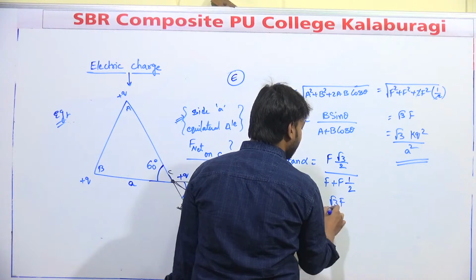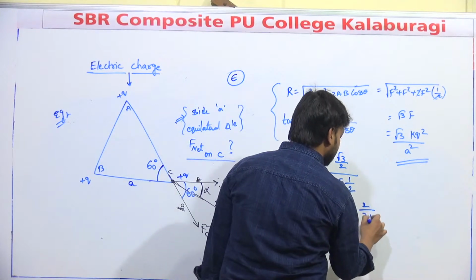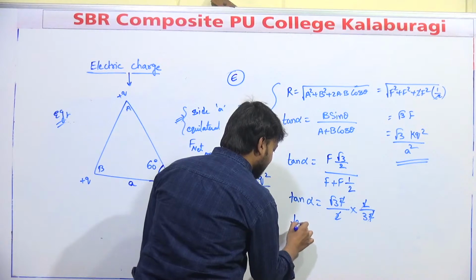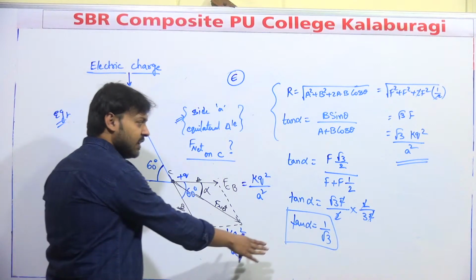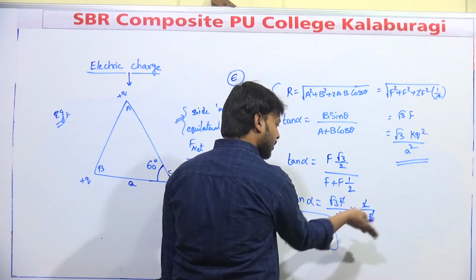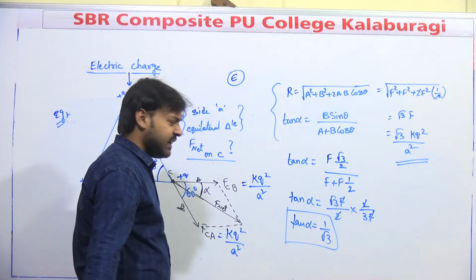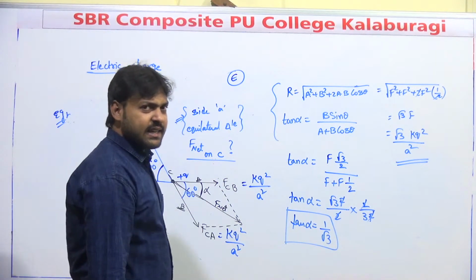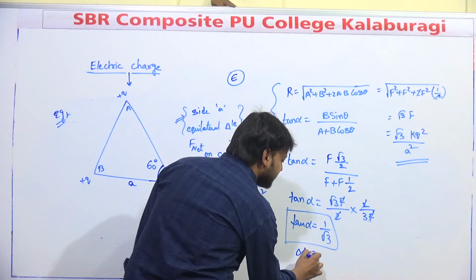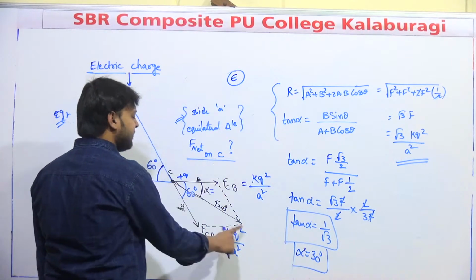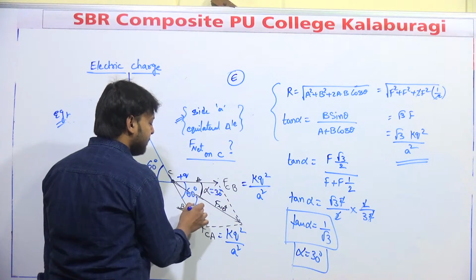It is root 3 F by 2, divided by, taking the LCM, 2F plus F, 3F by 2. So it will be root 3 F by 2 into 2 by 3F. F and 2 will be cancelled. So tan alpha will be 1 by root 3, and with that we can calculate alpha. Is that clear? Calculations: 2F plus F, 3F by 2, so reverse, it will be 2 by 3F, so it will be 1 by root 3, so it will be 30 degrees. Equally divided. Why equally divided? Magnitudes are same. Sin 30 is 1 by 2 and cos 30 is root 3 by 2, so it will be 2 by root 3, 2 cancels, so 1 by root 3. So alpha equals 30 degrees. If magnitudes are same, the resultant line will be an angular bisector.